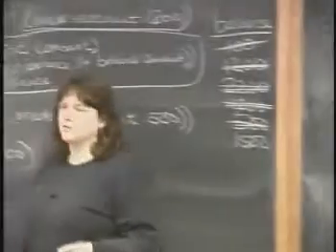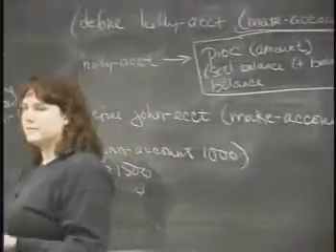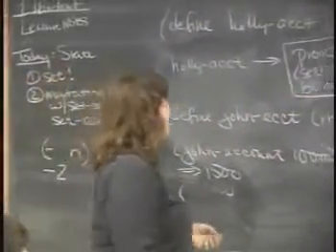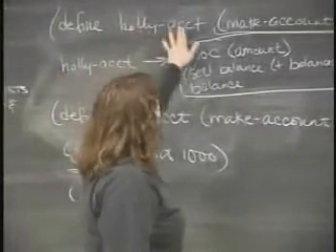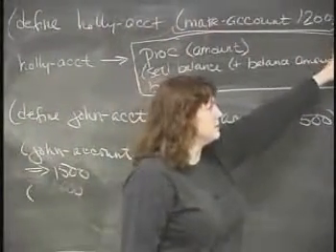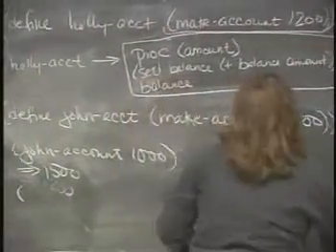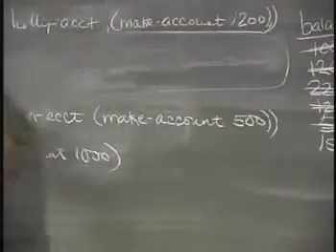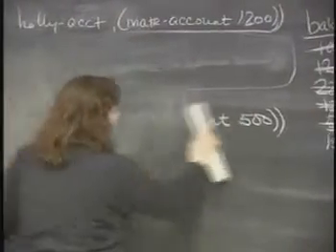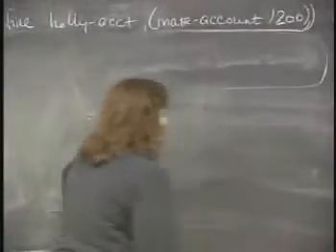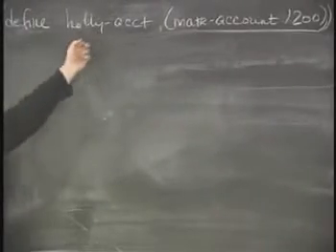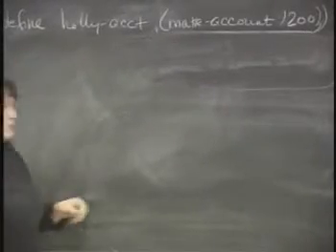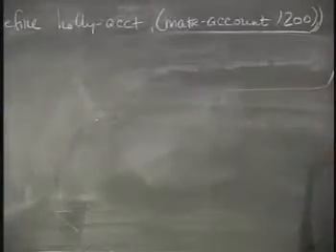What do I want my return value to be for make account? When I make an account like this, if I call define Holly account, make account $1,200, something needs to be returned to be bound to Holly account. So we're going to return the dispatch procedure.